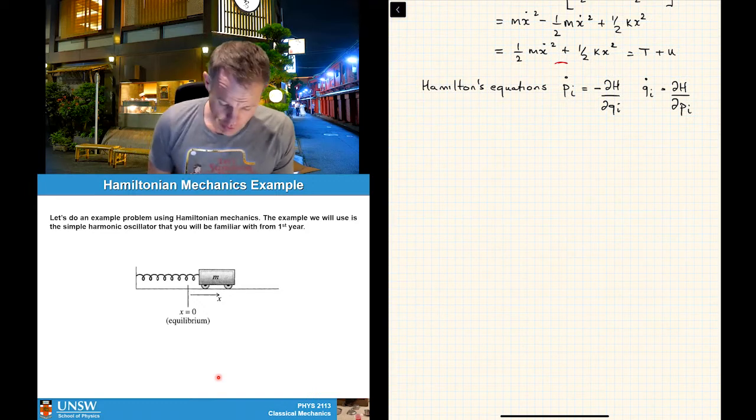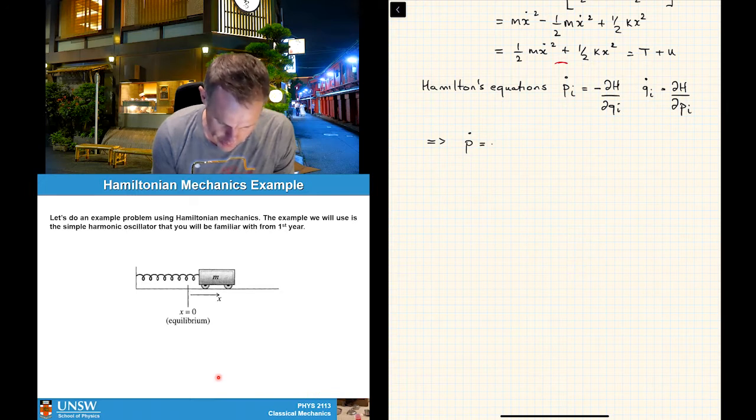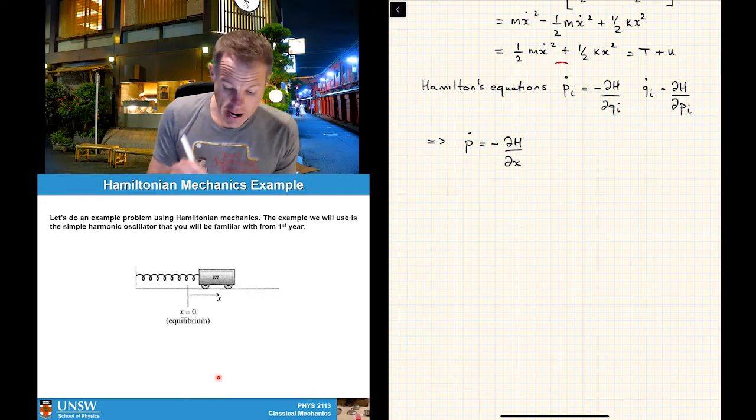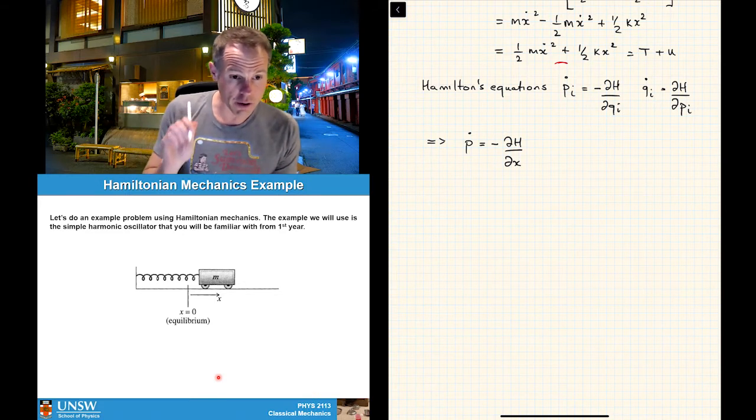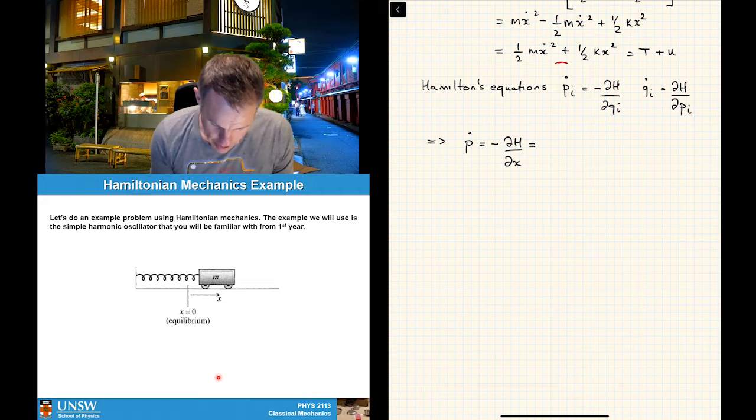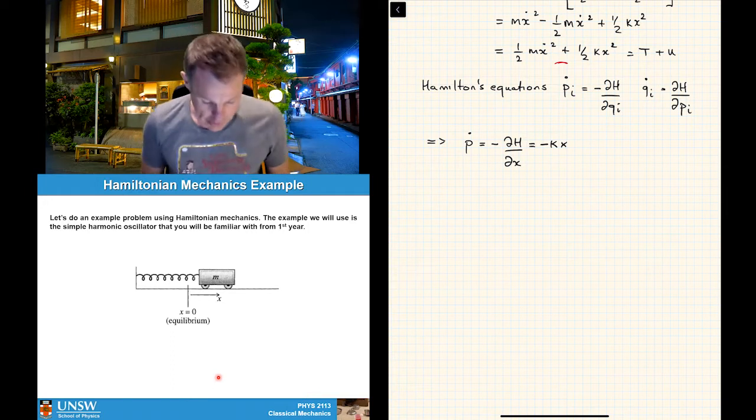And we're only dealing with one variable. So we can write this pretty quickly as p dot is equal to minus dH on dx. And if we take our Hamiltonian and take the derivative with respect to x, 2 drops down and kills the half, which gives us a kx, and the x dot term drops out. So this thing ends up being minus kx. Okay, so the kx comes out positive from the Hamiltonian and the derivative. We put a minus sign in front of it, we get minus kx.